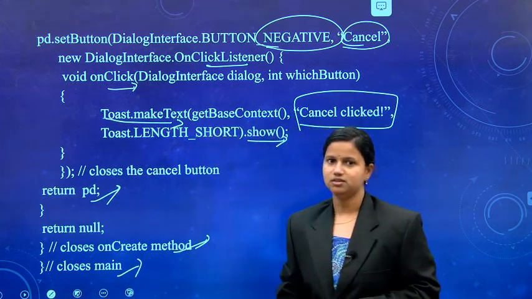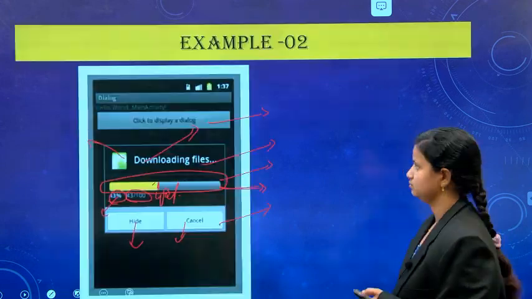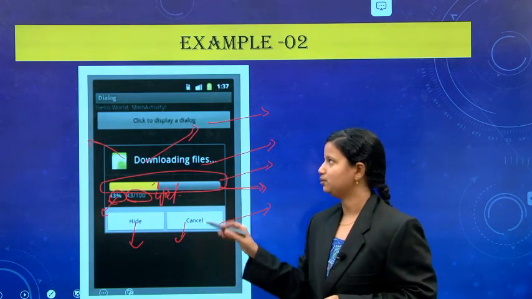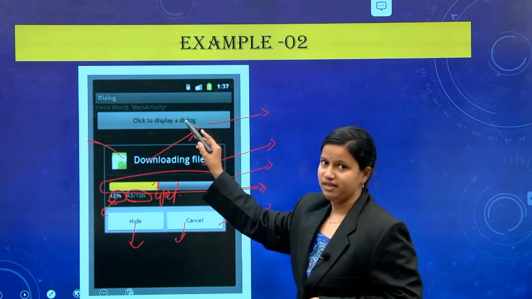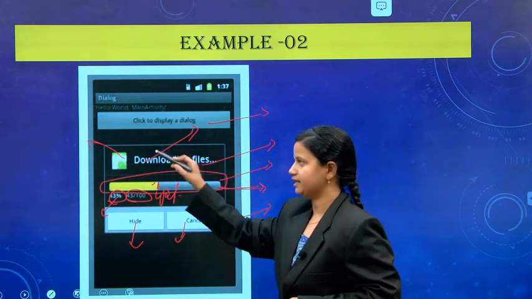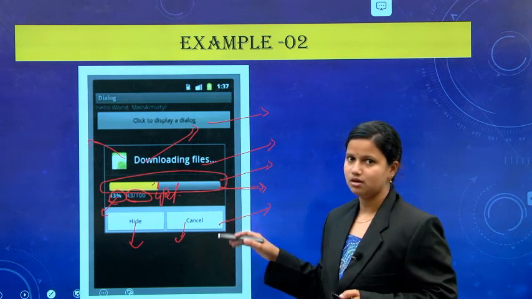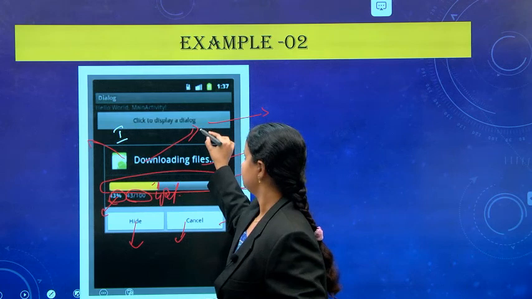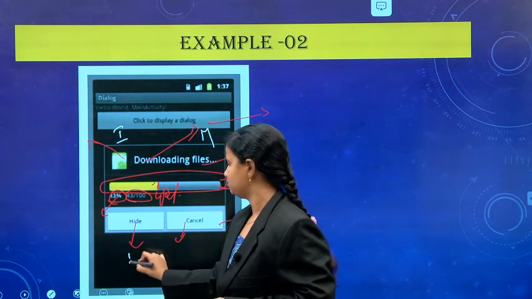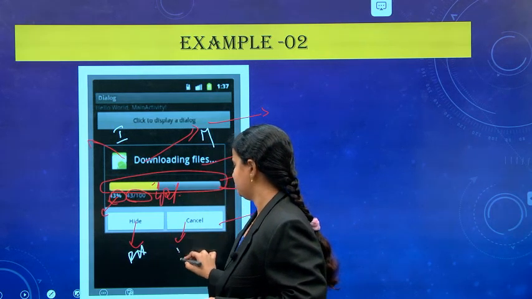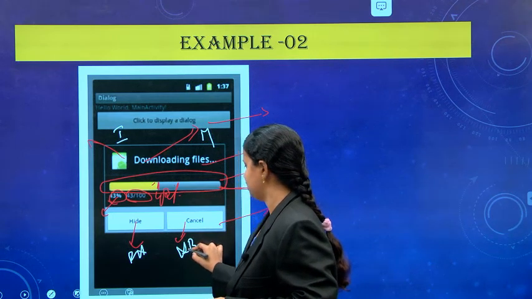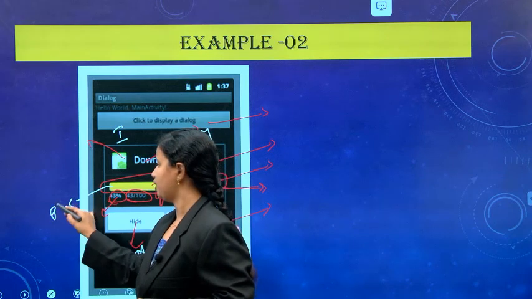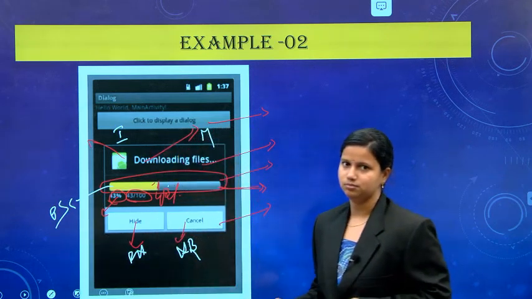So this is a progress dialog. Whenever you press the click to display the dialog, it will display these contents, this progress dialog. How is it implemented? This is the icon, this is the message, this is the positive button, and this is the negative button, along with the progress style. So five properties are set for this progress dialog.